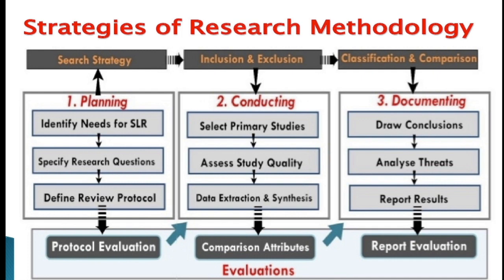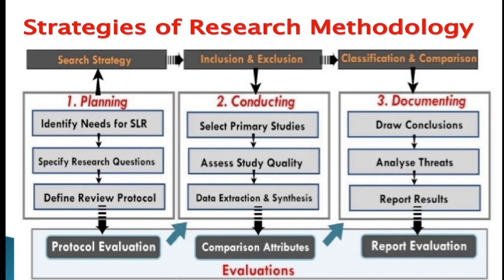From that, we need conducting the research. That means inclusion and exclusion. We are including what is essential for us and we are excluding what is not essential for us. Under conducting strategy, select primary studies, assess study quality, then data extraction and synthesis takes place. We can have comparison between and among attributes that we derived. So here comes evaluations. From that, we start documenting our works.